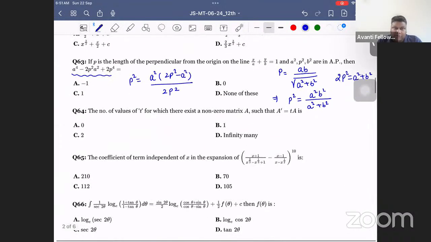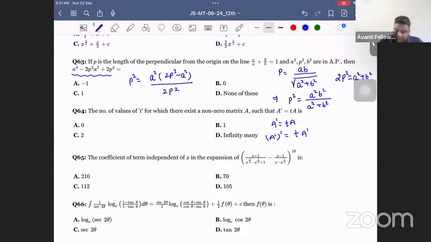The number of values of t, let's see the 64th question. The number of values of t for which there exists a non-zero matrix A such that A dash is tA. Now see, they are saying A dash is tA. Now take the transpose again. So A double dash is t times A dash.